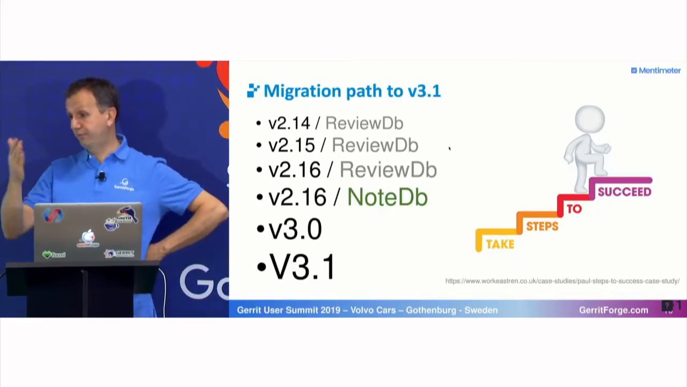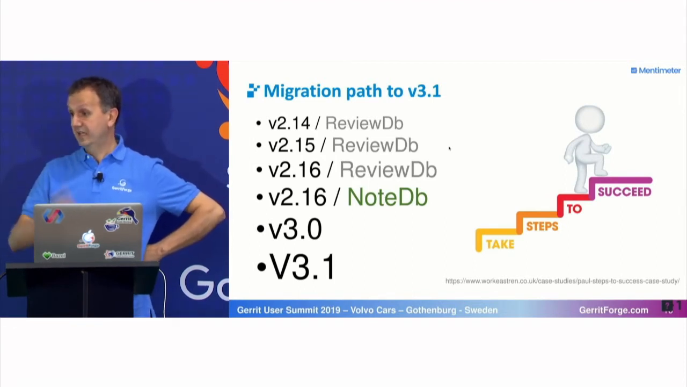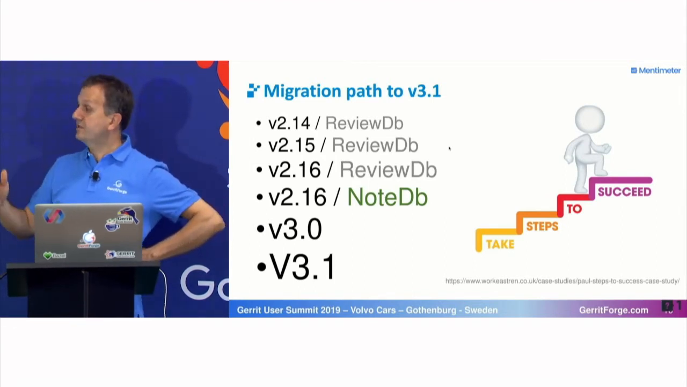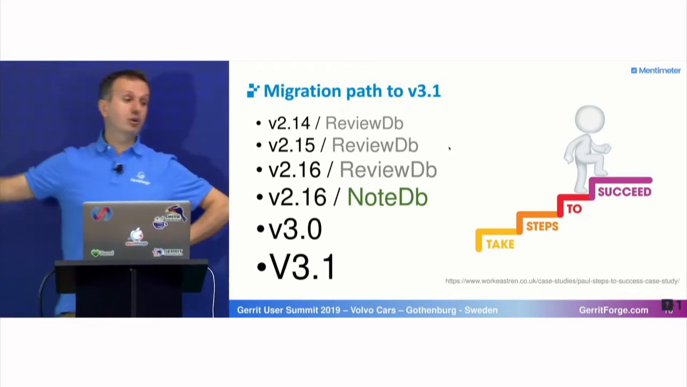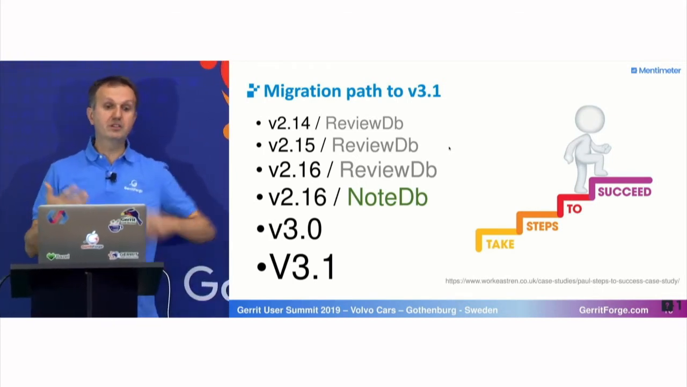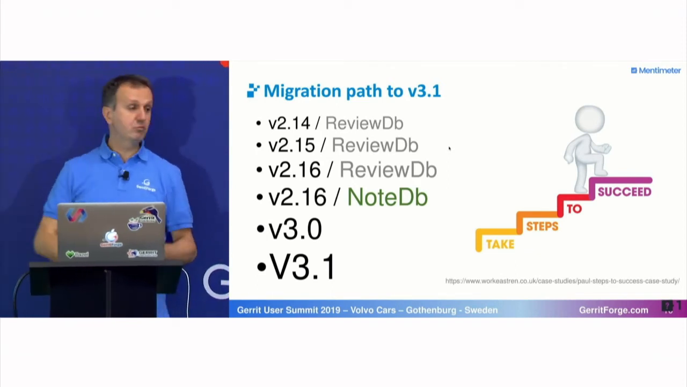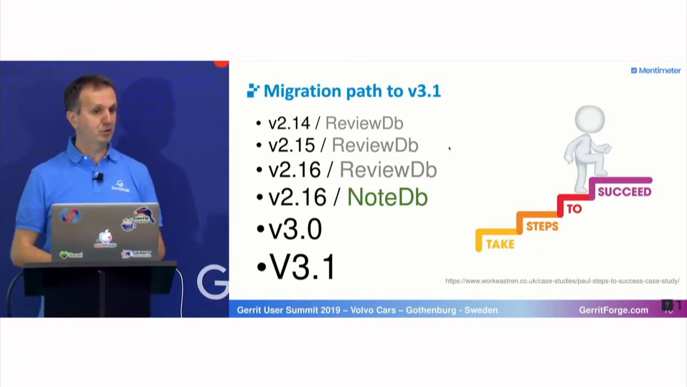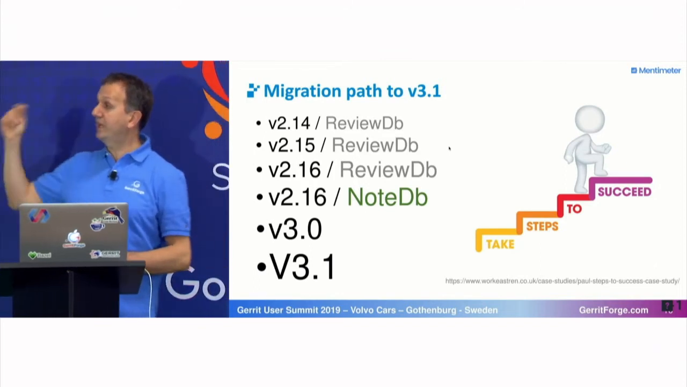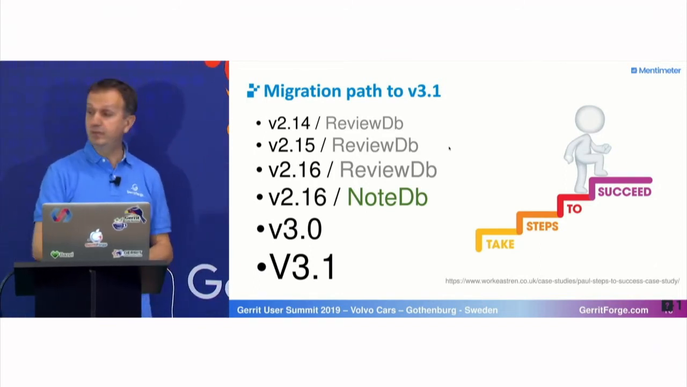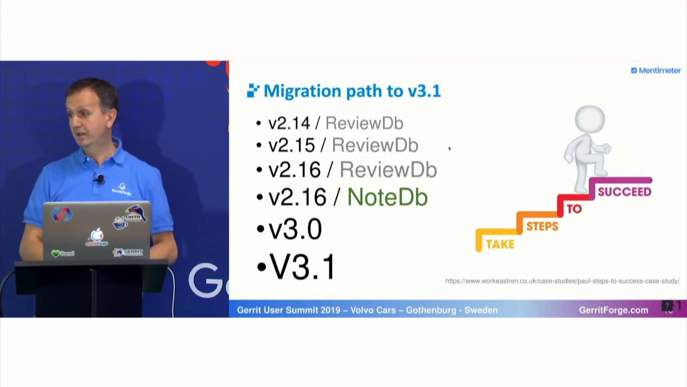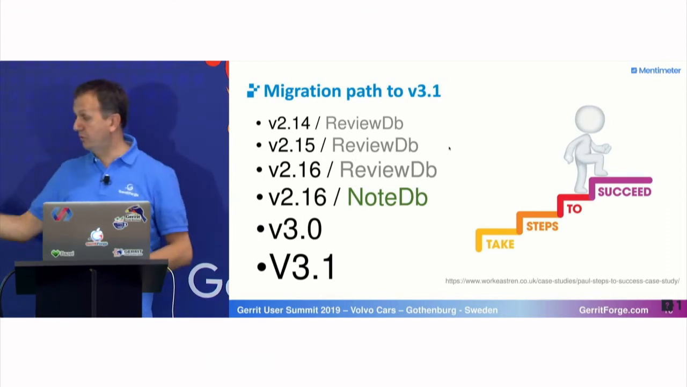A very important thing, I put it in green: to go to 3.0 and beyond, you have to stop first on 2.16. That's a very important milestone. The reason is that, as you can see before, we were using the metadata of Gerrit in a relational database called ReviewDB. And because we removed all the code related to ReviewDB, you cannot upgrade from, for instance, 2.14 ReviewDB to 3.0 straight away, or from 2.11 to 3.1 straight away.